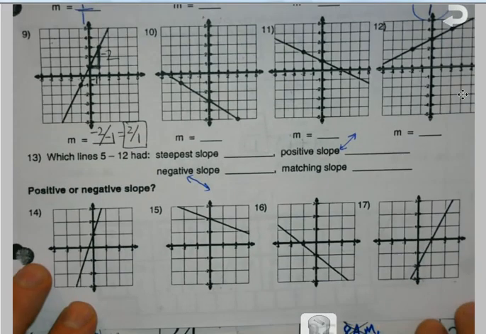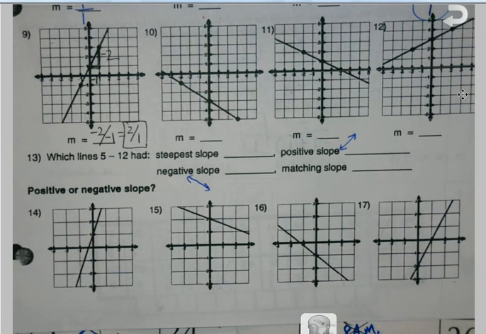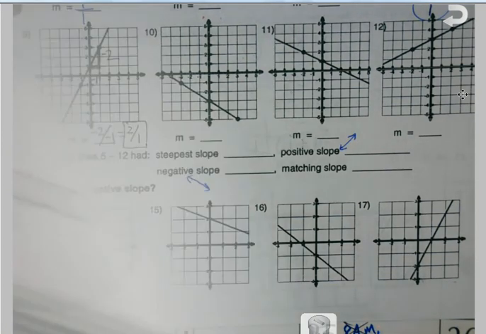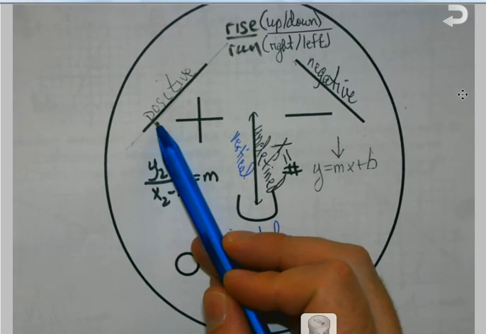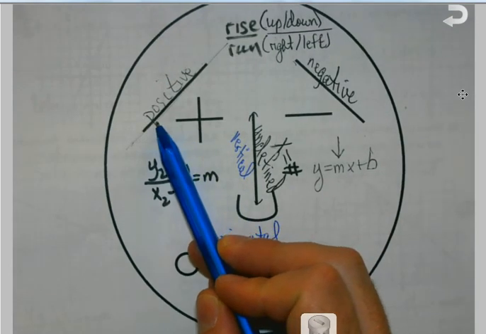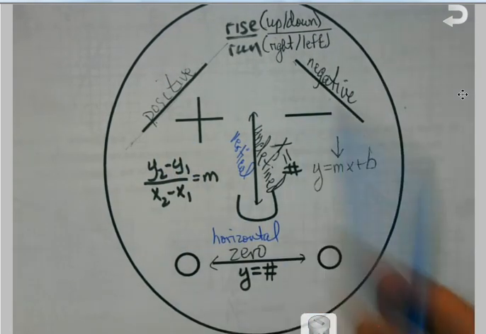And then all they're asking me on the end here, 14 through 17, is, is it positive or negative? You don't have to find the slope. Just look at it, and if it's going up to the right, it's going to be positive. If it's going down to the right, it's going to be negative. You just write one word or the other.